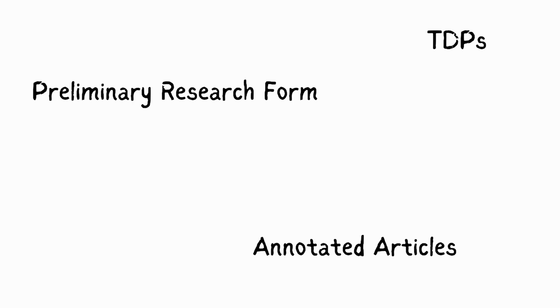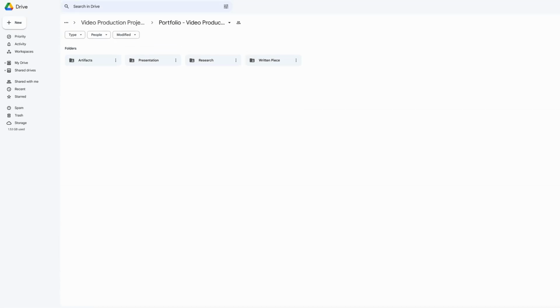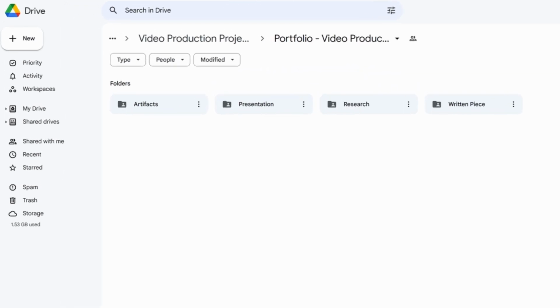Now you should create your portfolio for your project, which is where you should put all of the documents and other artifacts you have for your project as you create them. Everyone organizes their portfolio differently. The most common way is to create 4 folders in your portfolio: artifacts, presentation, research, and written piece. While doing this, it's also a good idea to put your preliminary research in the research folder.